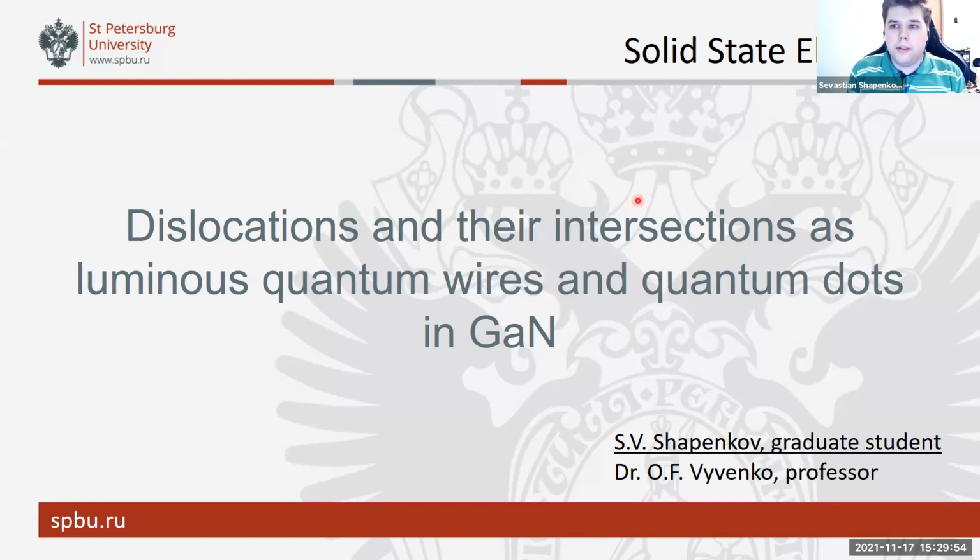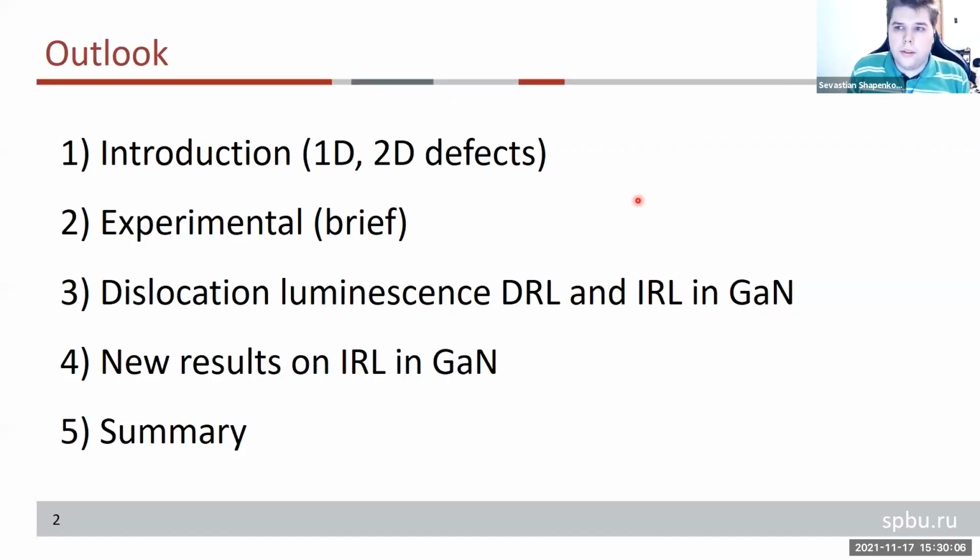Hello again. My name is Sebastian Shepenkov, and I will talk about luminescence of introduced dislocations in gallium nitride from the perspective of quantum dots and quantum wires. First, I will discuss a little bit dislocations as 1D and 2D quantum systems. Then I will give an overview of experimental settings very briefly. Then I will speak about previous results and present some new ones. And of course, I will give a conclusion.